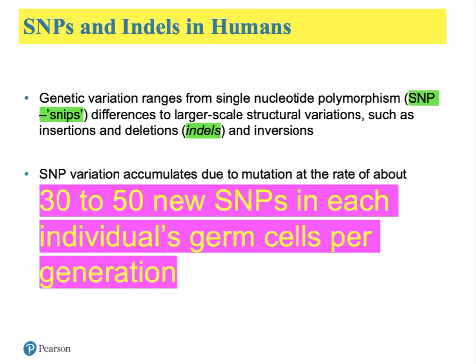These projects have revealed the littering of our genomes with various types of polymorphisms, ranging from single nucleotide polymorphisms, SNPs, to inversions and deletions and translocations, and even in some cases with some organisms, whole genome duplications. With respect to the human genome, the number of SNPs varies, and we believe that 30 to 50 new SNPs are introduced into each germ cell per generation.